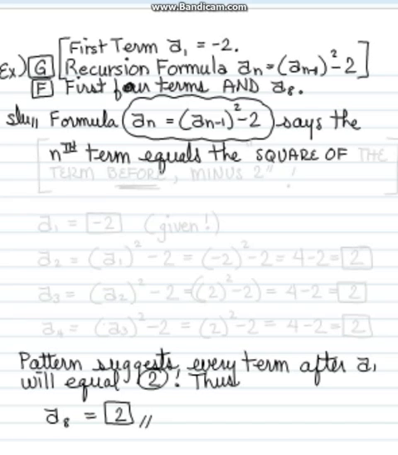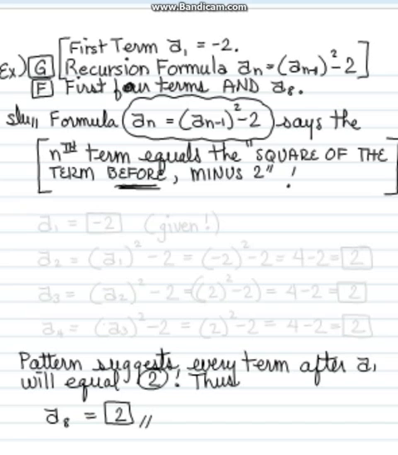What that means is that a sub n minus 1 is simply the term that came immediately before a sub n. So what this says in English is that the nth term equals the square of the term before it, minus 2. Okay, so let's see how we're going to use that definition to bring out all these terms.